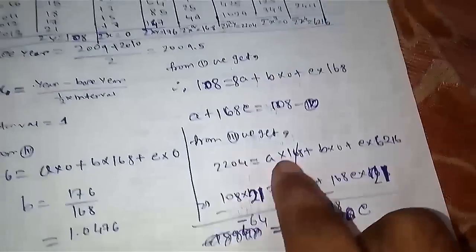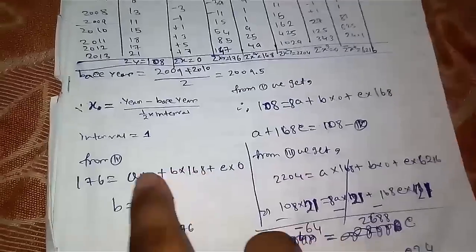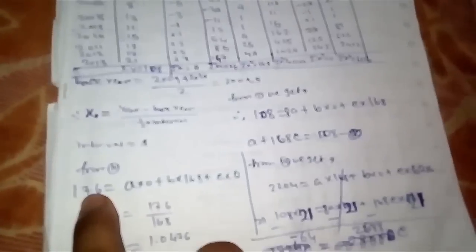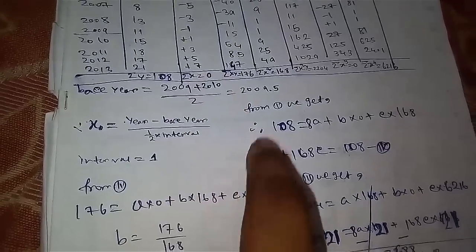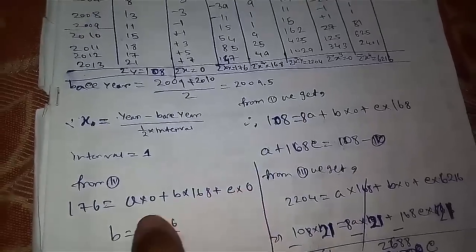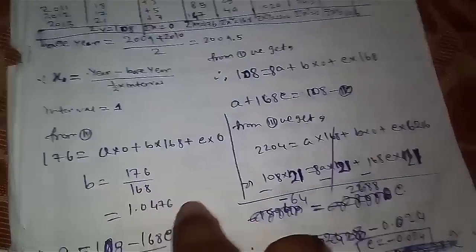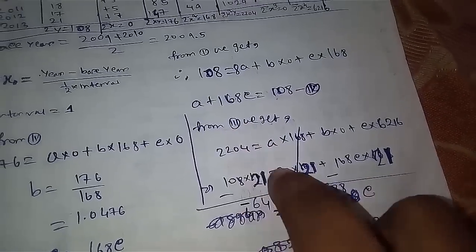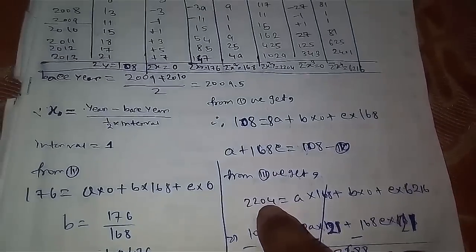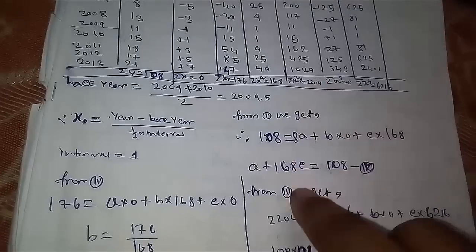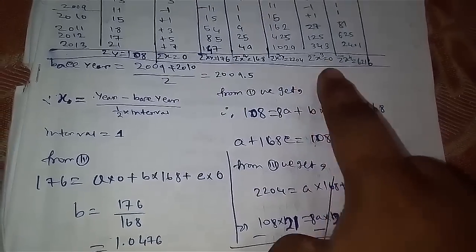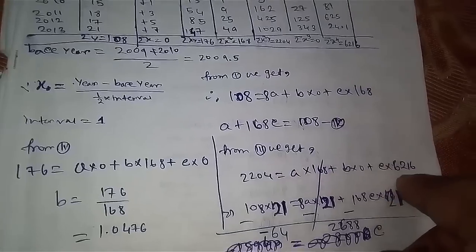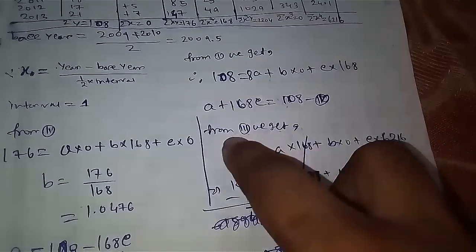And from the second equation, summation xy is equal to a summation x plus b summation x square plus c summation x cube. So this is from equation 2: summation xy, that is 176, is equal to a into 0, because summation x is equal to 0, and summation x cube is 0, so c drops out. So we will directly get b from this equation. And from the third equation, summation x square y, that is 2204, is equal to a into summation x square 168 plus b into 0, as summation x cube is equal to 0, and c into 6216. So this is another equation.